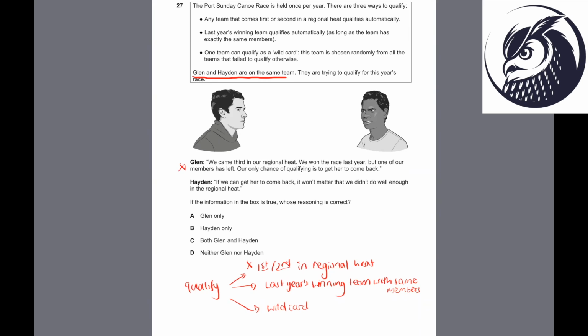Then Hayden says, if we can get her to come back, it won't matter that we didn't do well in the regional heat. Because if their old teammate does come back, they meet this criteria, right? They're last year's winning team with the same members. So Hayden's statement is correct. They will be able to qualify if they get their old team member to come back, and it won't matter that they didn't do well in the heat. So therefore, Hayden only has the correct reasoning, and therefore the answer is B.